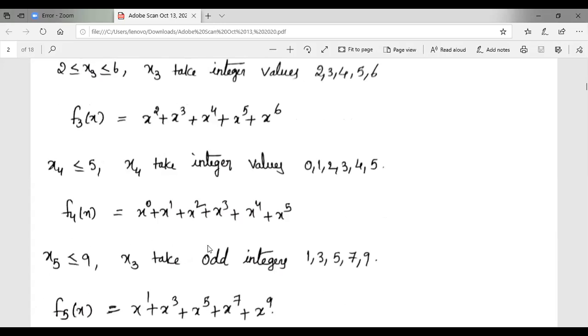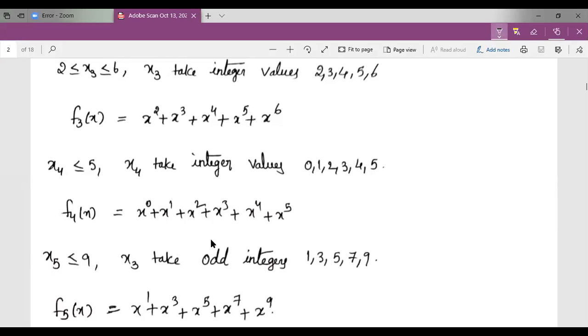The condition for x5 is x5 ≤ 9, but we have to take odd integer values only. So x5 can take the odd integers 1, 3, 5, 7, 9.